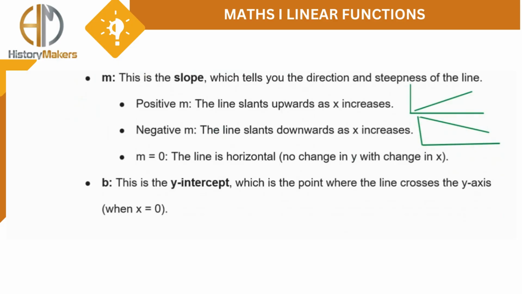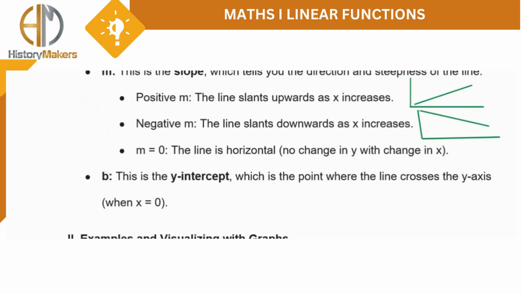We have b. This is the y-intercept, which is the point where the line crosses the y-axis. So let's say we have a Cartesian plane like this. b will be this point here, the point where this line intersects the y-axis.